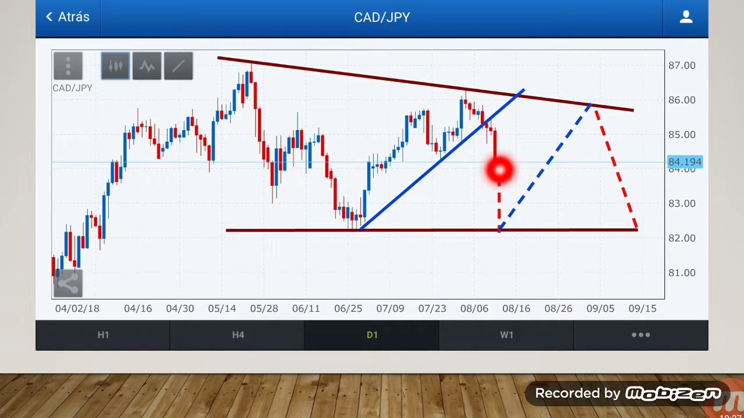And if the market continues lower and provides us with a strong bullish signal in this region here, then it will confirm that we're going to be heading towards this area here as part of the formation of this consolidation.